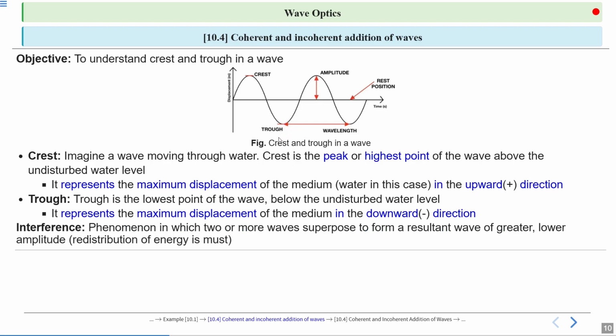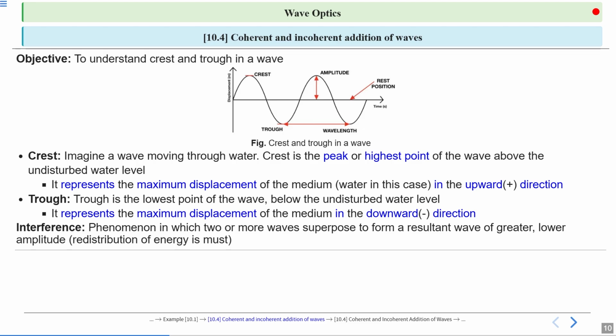So what is interference? Corresponding to this trough and crest, there is maximum displacement, which is also known as amplitude. Interference is a phenomenon in which two or more waves superimpose to form a resultant wave of greater or lower amplitude. They combine to form a resultant wave of either greater or lower amplitude, depending on the type of interference.